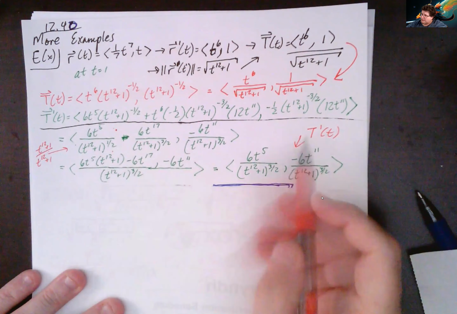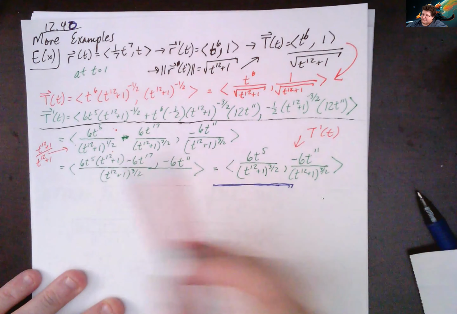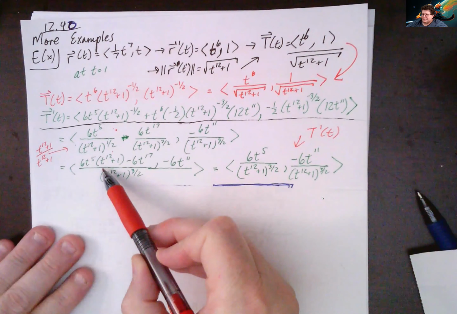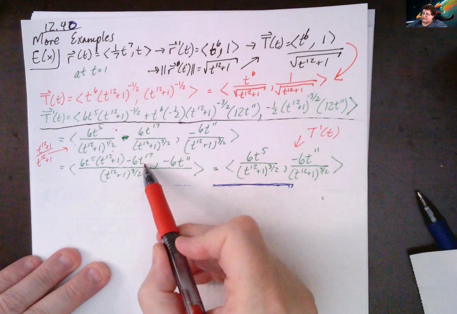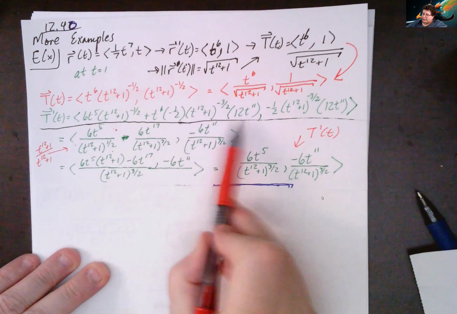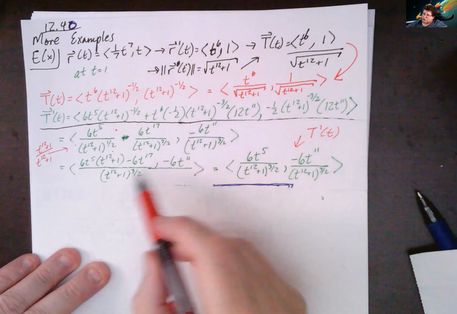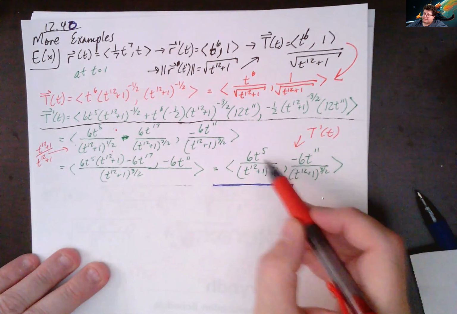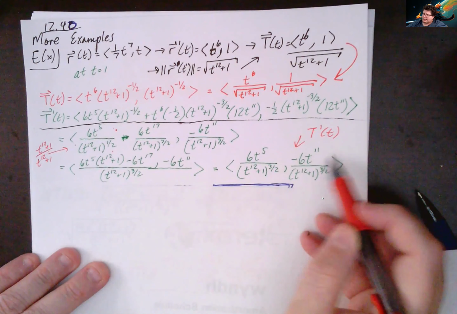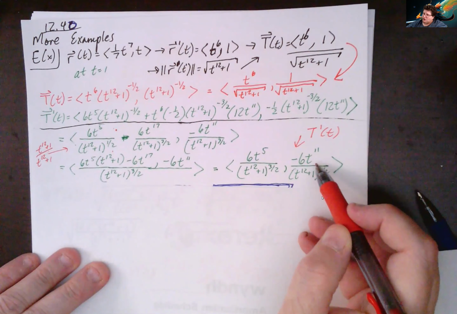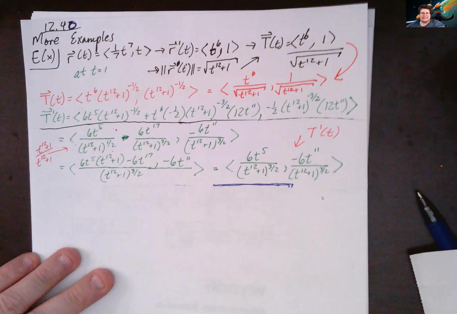I distribute, and you will see we've got 6t to the 5th times t to the 12th is 6t to the 17th. And we're subtracting a 6t to the 17th, which is what we get when we clean up this part. So those components go away, and I'm just left with 6t to the 5th over that quantity to the 3/2, and the y component is -6t to the 11th over that same quantity. That's my T prime of t.